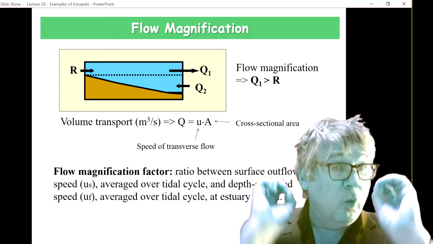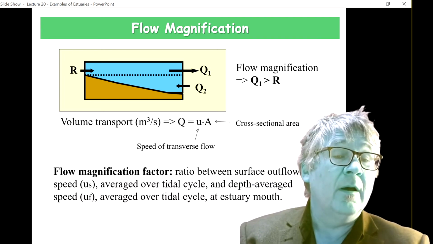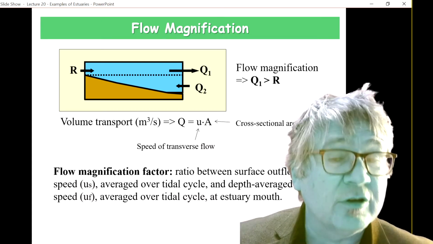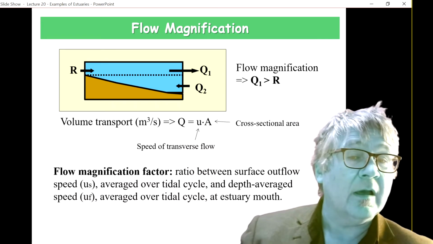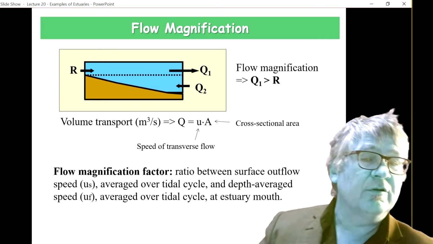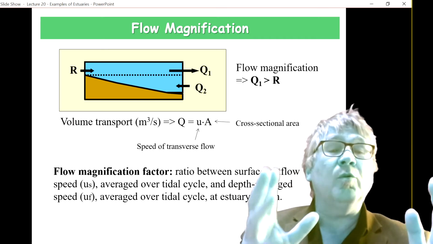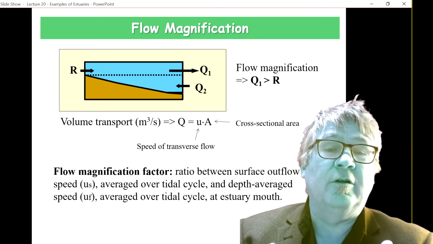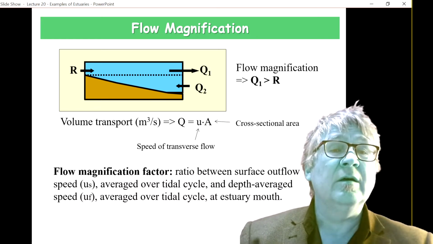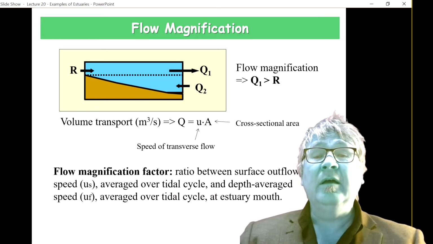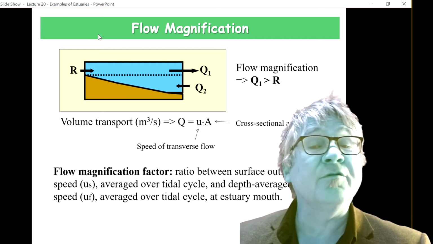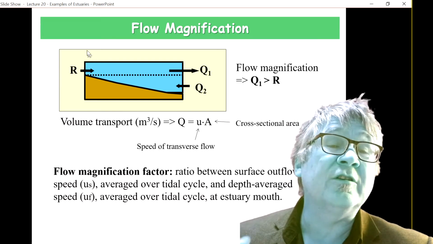And you can work this out from two things. First of all, you need to know the cross-sectional area. What's the cross-sectional area? Depth and width gives you cross-sectional area. And you need to know the average speed of the flow. If you multiply the speed with the cross-sectional area, you get the volume transport. You can do that here at the river entrance, and you can work out your R value.